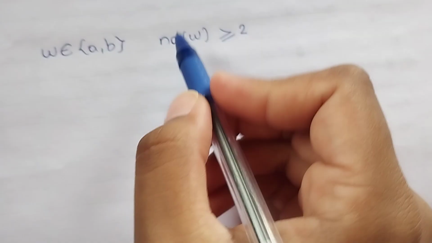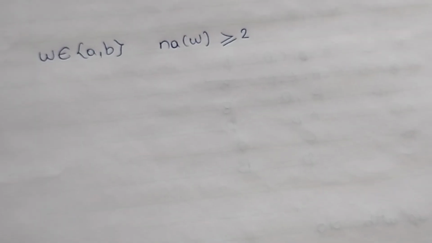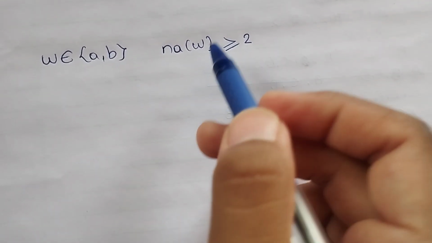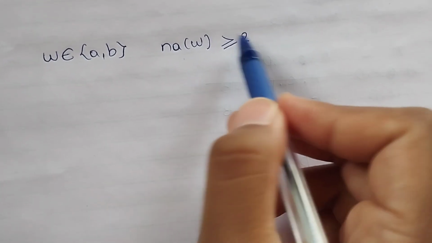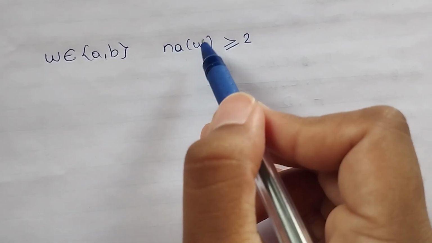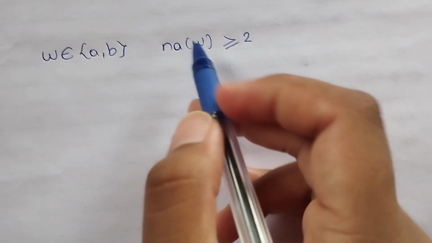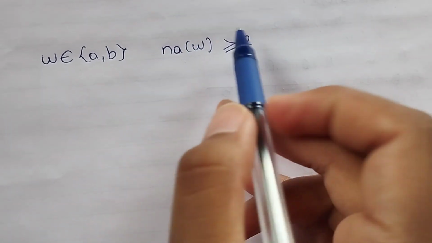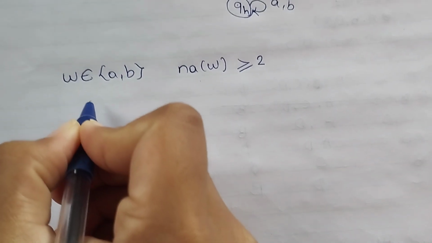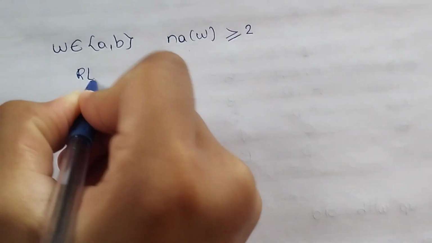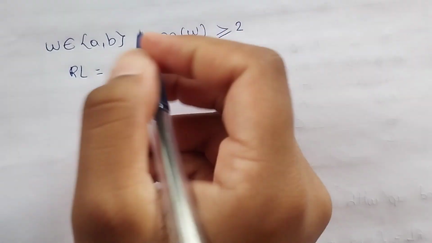This is nothing but the number of A. It can be said that the length of A is greater than or equal to 2. Here n of B is the number of B. Here n of A means the number of A is greater than or equal to 2. So first we write the regular language.